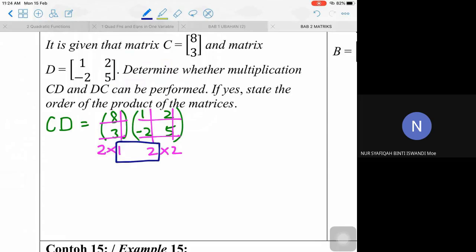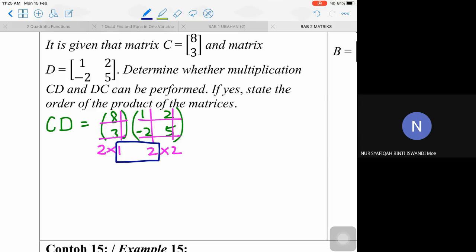But now if we look at this example, they are not the same. The first one is 1, the second one is 2. So it means that these two matrices cannot be multiplied with each other. So maksudnya dua matrix ini CD ini, C darab D tidak jadi. Tidak boleh darab satu sama lain, C dengan D. C darab D tak jadi. Tak boleh, tak boleh darab.